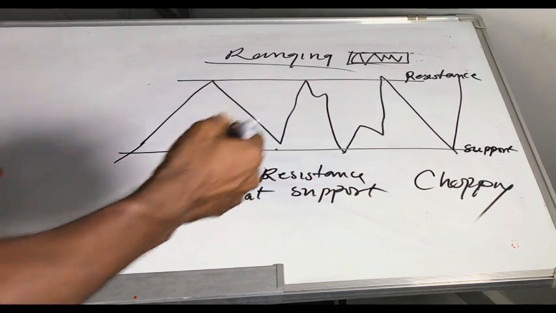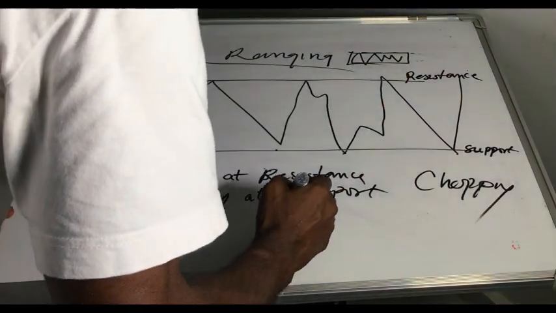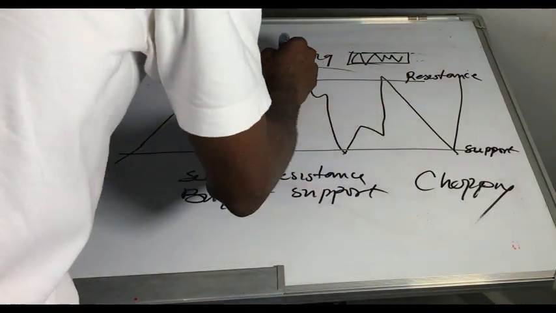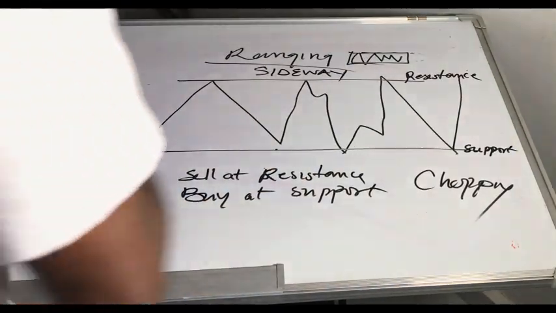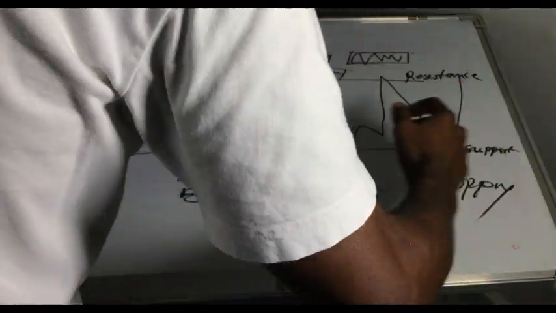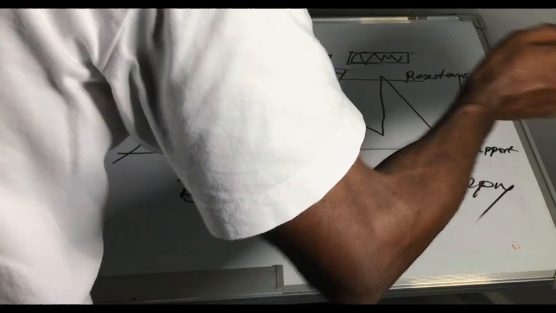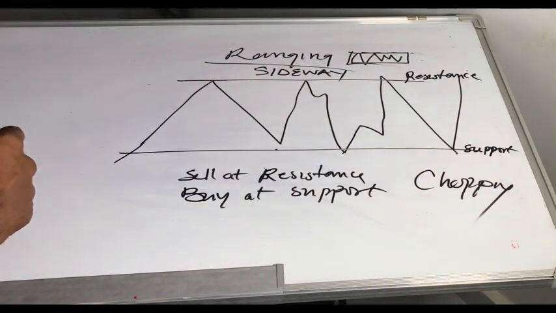Another name for a ranging market is a sideways market. You see that the market is moving sideways. It's not going up. It's not going down. It's just sideways. So that's the end of this class.